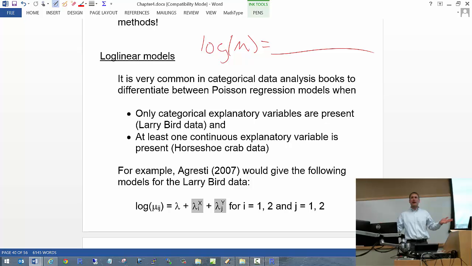So, it's really not anything different from what we're doing. It's just that people often use this terminology to describe modeling counts in a contingency table using a Poisson regression model. Also, in these settings, people write their models in a different way than what we've been doing so far.